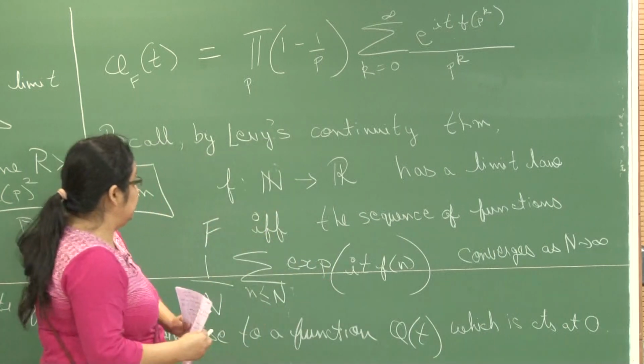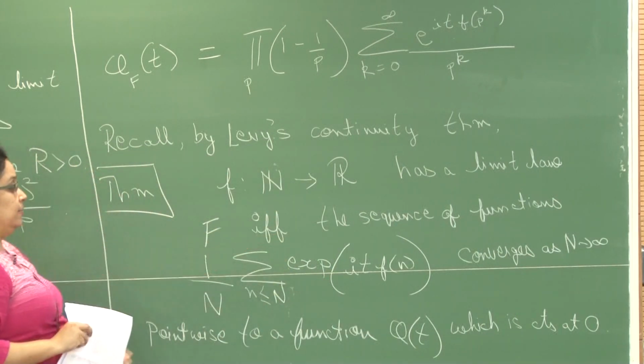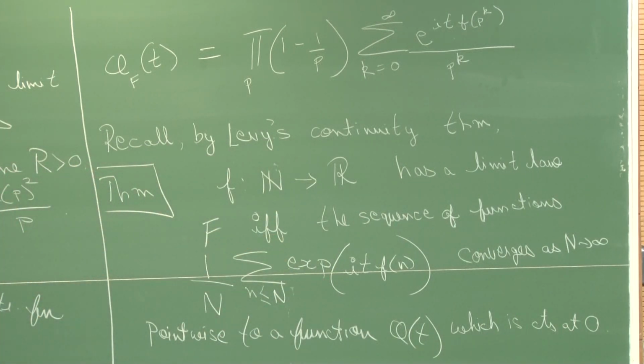And in fact, in this scenario, if this convergence is happening, then phi of t turns out exactly to be the characteristic function of the limit law or the limiting distribution capital F.